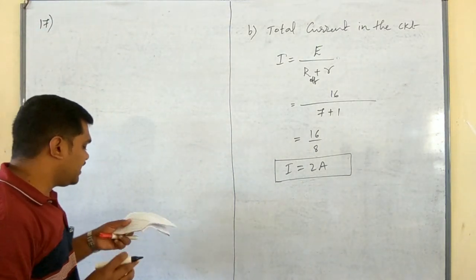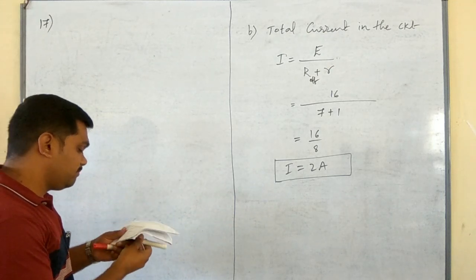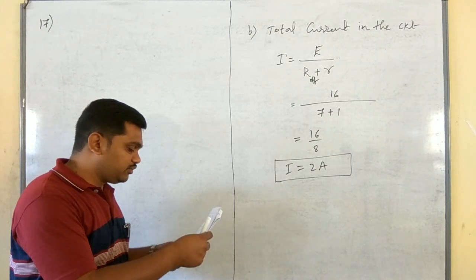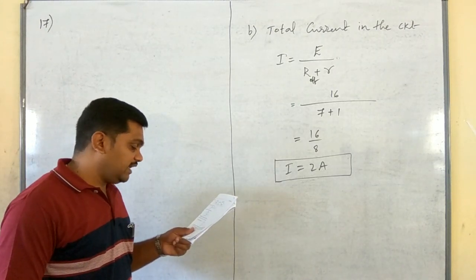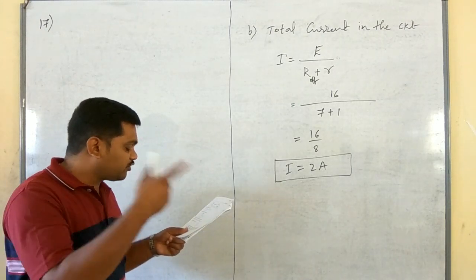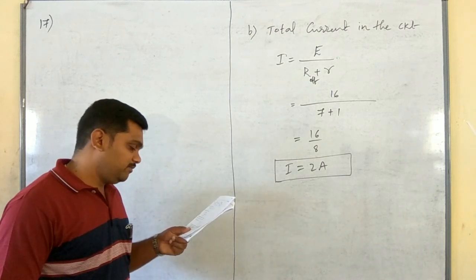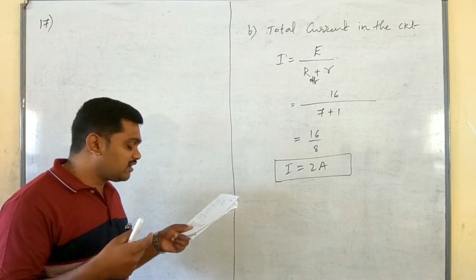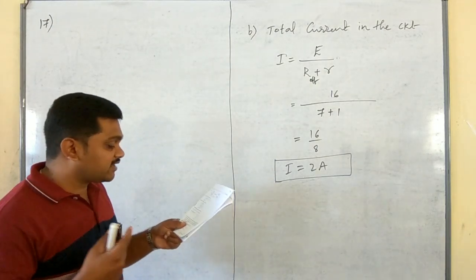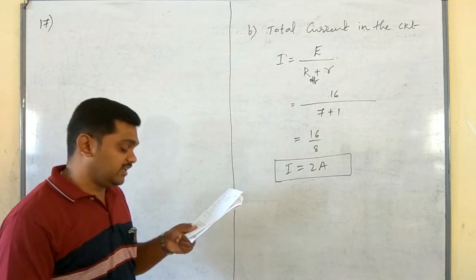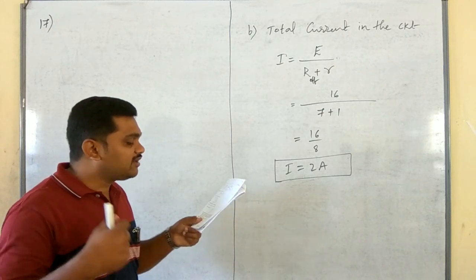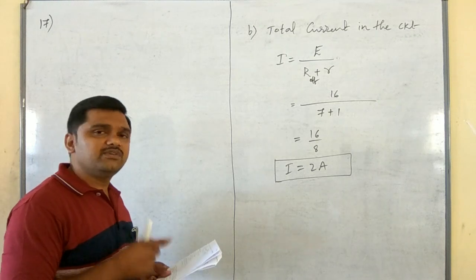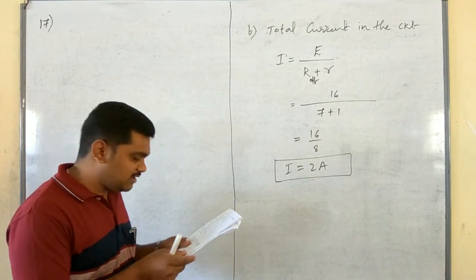A uniform wire of resistance 12 ohm is cut into 3 pieces in the ratio 1:2:3 and are connected to form a triangle. A cell of EMF 8 volts and internal resistance 1 ohm is connected across the highest of the 3 resistors. Then calculate the current through each part of the circuit. Okay, very interesting problem, very simple as well.